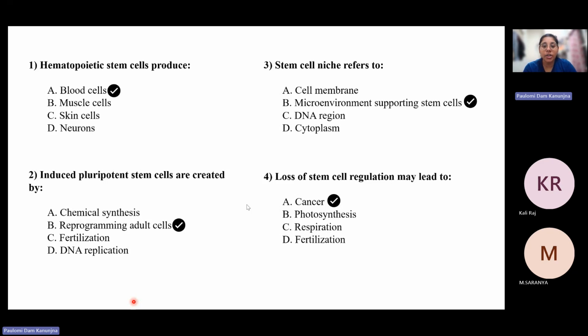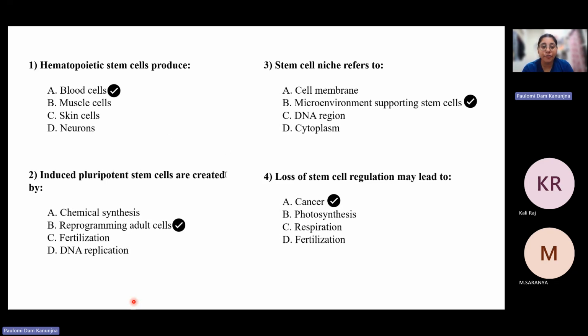Okay. Now, induced pluripotent stem cells are created by reprogramming adult cells by using the Yamanaka factors: OCT4, SOX2, KLF4, and c-MYC. Remember these. Stem cell niche refers to the microenvironment which supports the stem cells. It is the specialist microenvironment where the stem cells reside, and it regulates stem cell behavior by providing cell-to-cell interactions of different kinds of cells, the growth factors, the signaling molecules, and the ECM. So they are the niche, the habitat, you can say, for these stem cells.